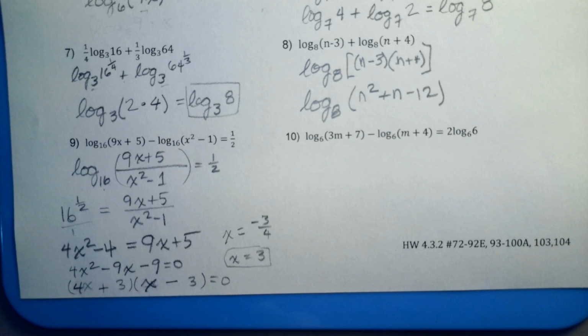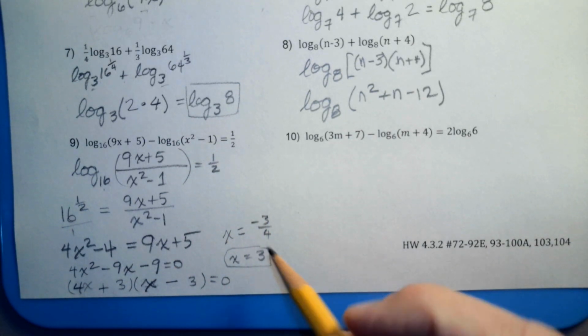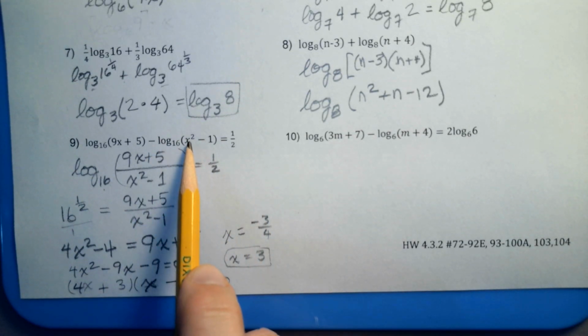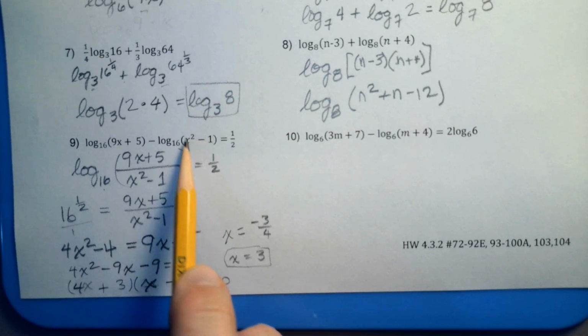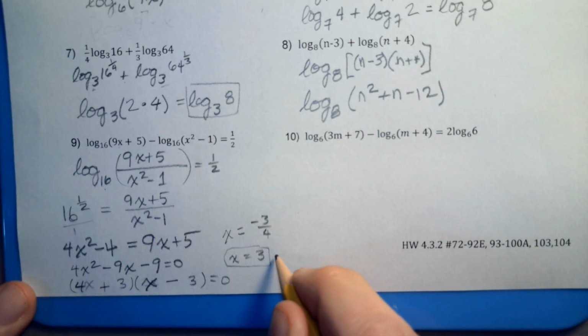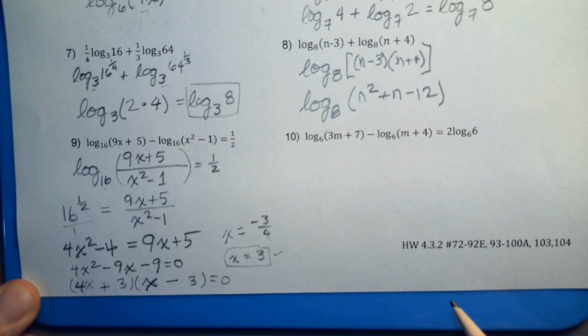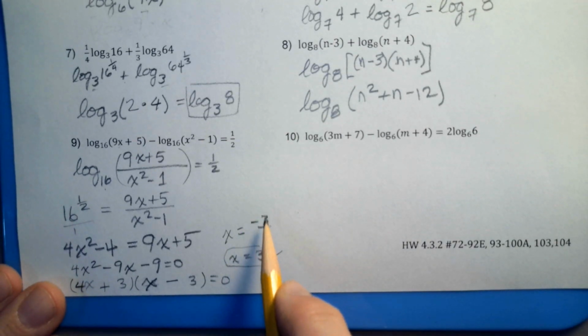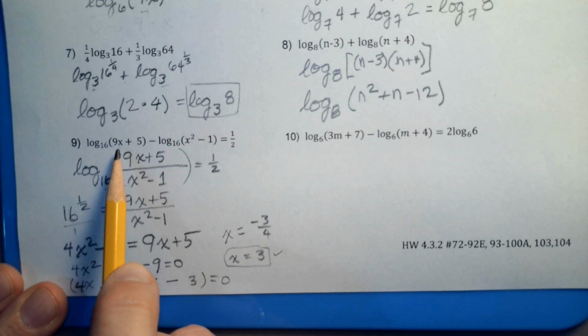It's not part of our domain. And so 3 seems like it would work. 3 in here would make it 9. 9 minus 1, that's 8. That's good. And that would make this positive. So we don't have a problem with x equal to 3. But negative 3/4, let's see what happens when we do that.